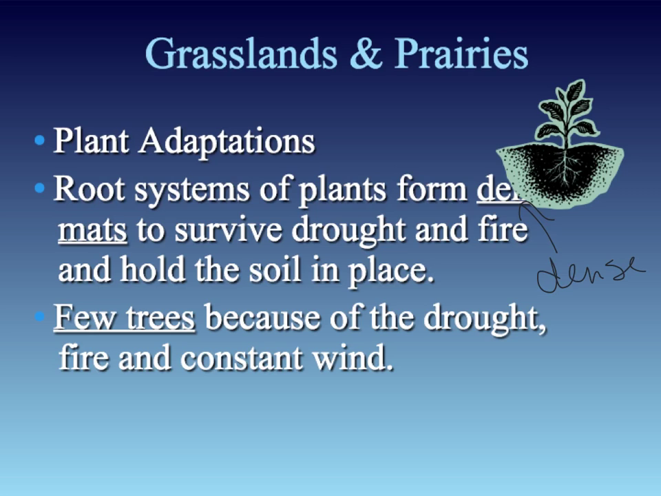But with these grasslands and prairies, the land is very flat, and so they do tend to get some wind, and especially during the dry season, they can be subjected to fires. So for those reasons, there aren't very many trees in the grasslands and prairies.